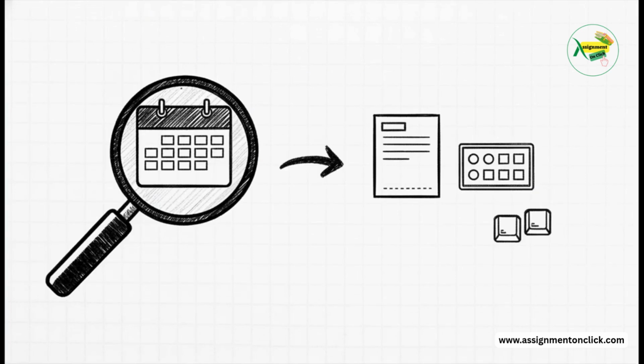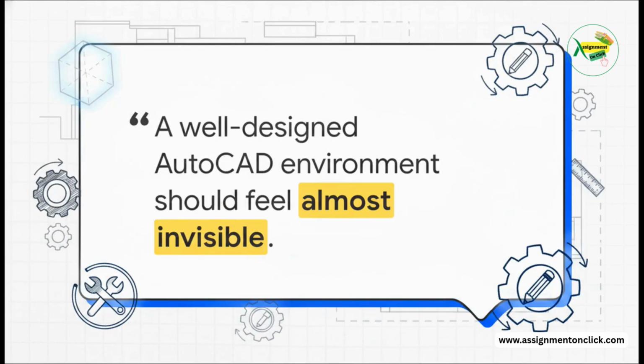Now, if you are feeling a little overwhelmed by all this, my best advice is simply to start small. Just observe your own drafting habits for 1 week. Pay attention to the tasks you repeat constantly. Then, let your real production needs dictate your customization. Build just one standard template. Create just one tool palette. Set up just a handful of aliases. Don't build for novelty, right? Build for necessity. Ultimately, a brilliantly designed AutoCAD environment should feel, well, almost invisible.